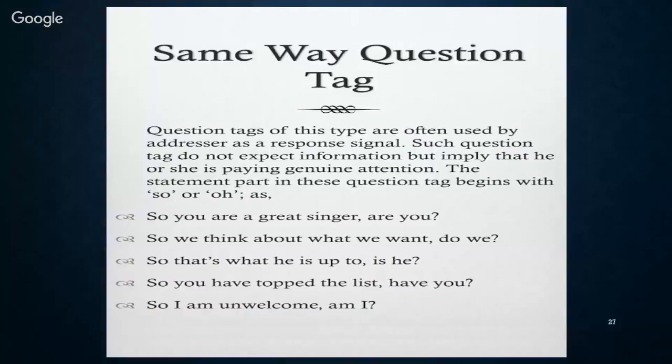They're called same way question tags. Question tags of this type are often used by the addresser as a response signal. Such question tags do not expect information but imply that he or she is paying genuine attention.